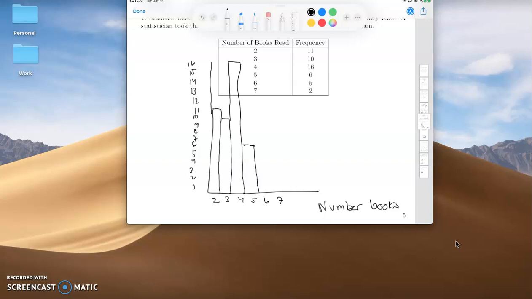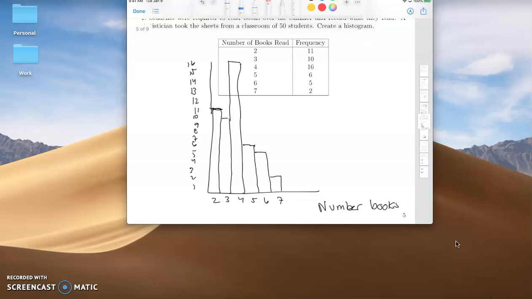Notice the way it goes is you're drawing the bar all the way up to the number that shows up in the frequency table, and there's no space. You'll see some charts like this one, and that is not a histogram. They should not have any space between. They should be right next to each other. All right, for 6 books the frequency is 5, and for 7 books the frequency is 2. So that was how you go from a frequency table to a histogram.